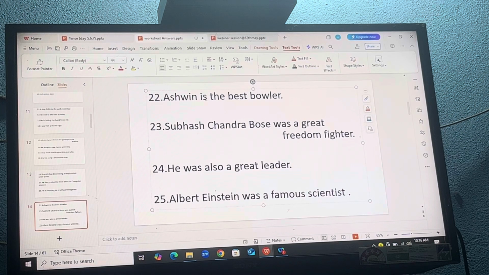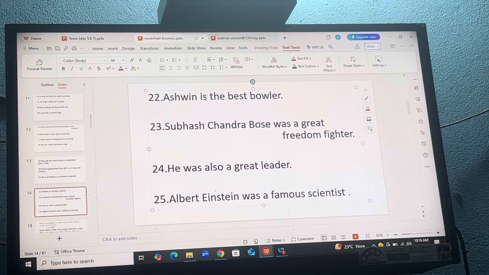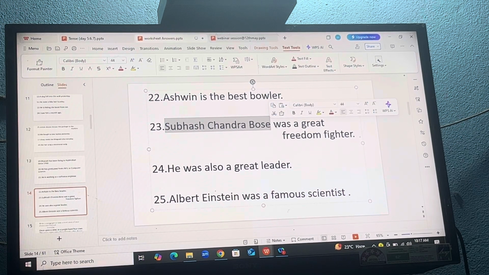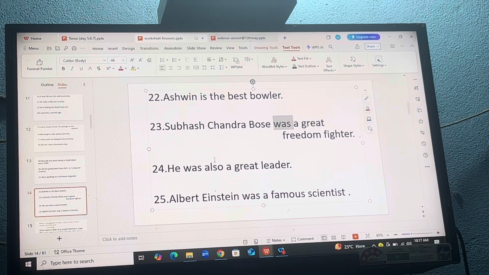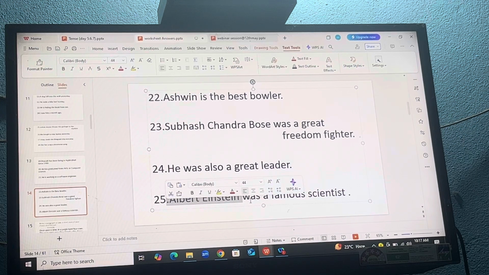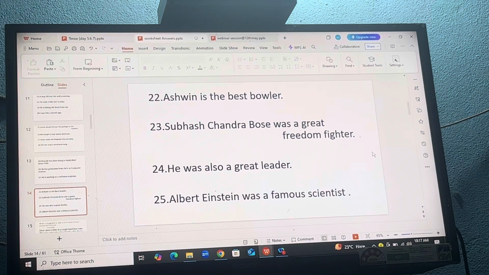You may say, sir, how is it? If I remove this, Ashwin the best bowler, am I getting any meaning? No, whether he was or he is. So is. In the same way, Subhash Chandra Bose is my subject, was is my verb, and everything else is object. He is my subject, was is my verb, and also a great leader is my object. Einstein is my subject, was is my verb, and everything else is object. Hope now you got a little bit of clarity on this.